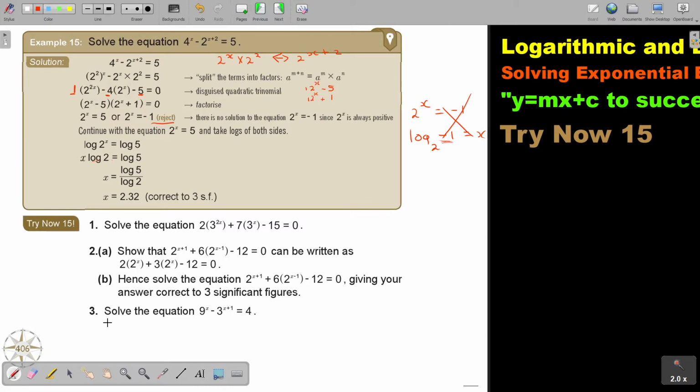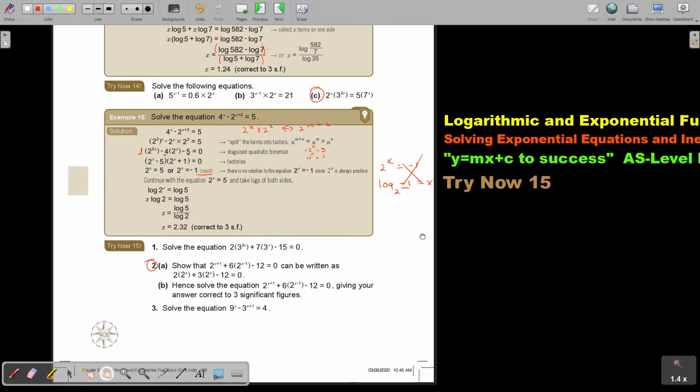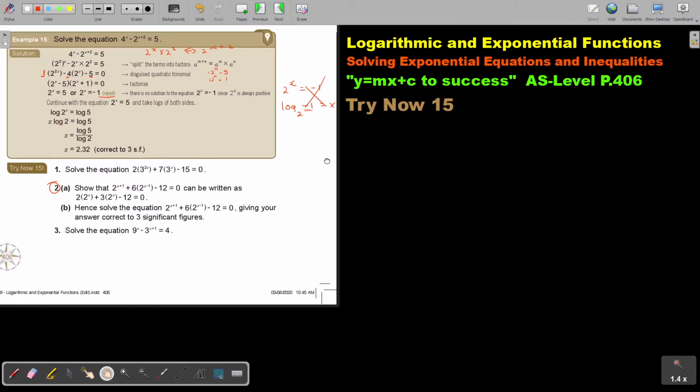I want you to do number 2, because this is usually what they will do. Usually they will help you. They will tell you in A, get this, so that you can continue in B. So that's usually the way that they will help you. Again, stop the video, and as soon as you are finished, you can continue the video.